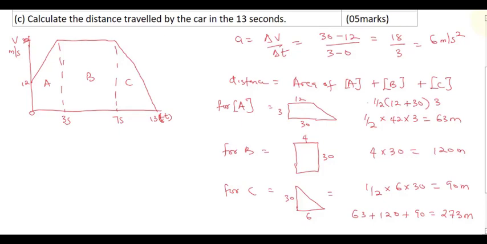Now, let's do a recap. The first thing you need to do is draw your graph. Then the second thing you need to do, just from the question, is calculate the acceleration. Then in order to get the distance covered, you need to calculate the area of the shape. So for us to solve that question, we were able to split it into a trapezium, a rectangle, and a triangle. Now, as easy as that, you can attempt every velocity time graph question.